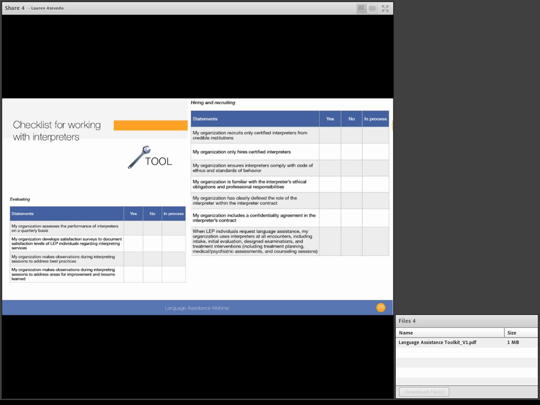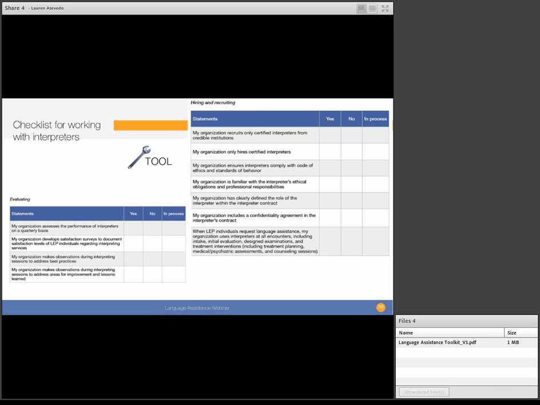So first you have to figure out what those policies are. Hopefully they're written, and if they're not, they should be. And then ask yourself these questions. Use these checklists to help you determine whether your policies are robust. So this first checklist is about directness. The first one would be, my organization offers language assistance through the use of certified interpreters. Is that something that exists or not? Or is it something that maybe should be worked on?